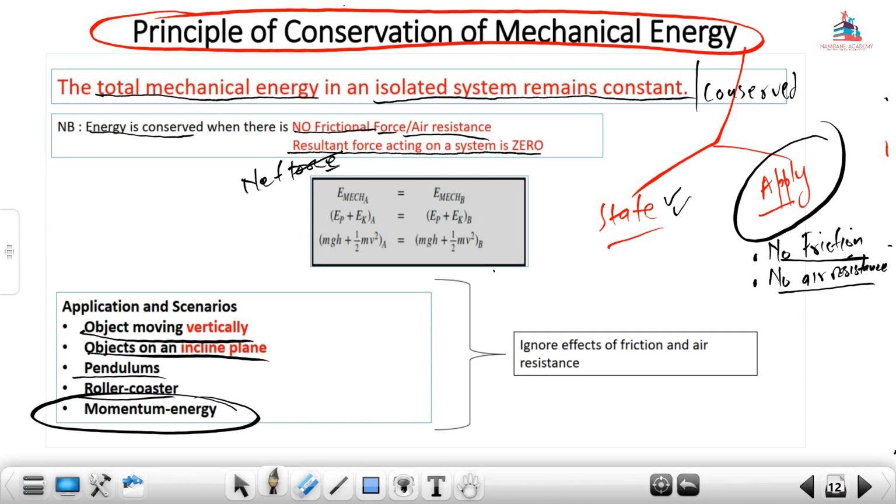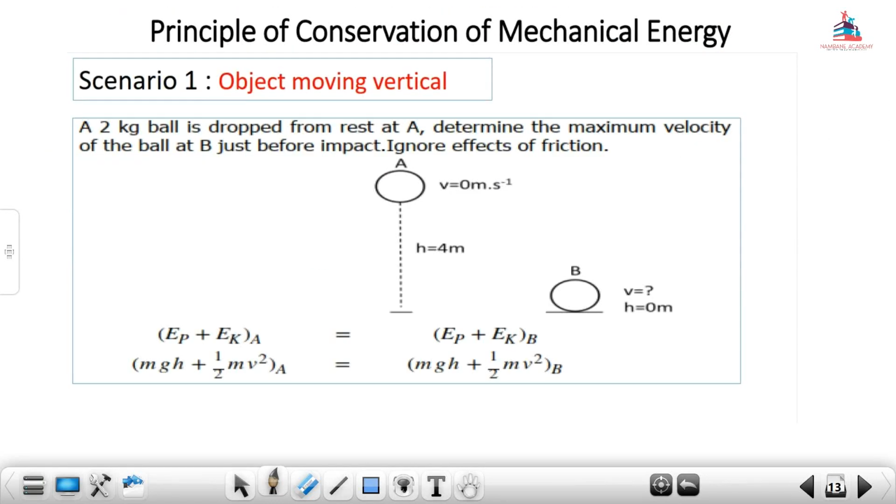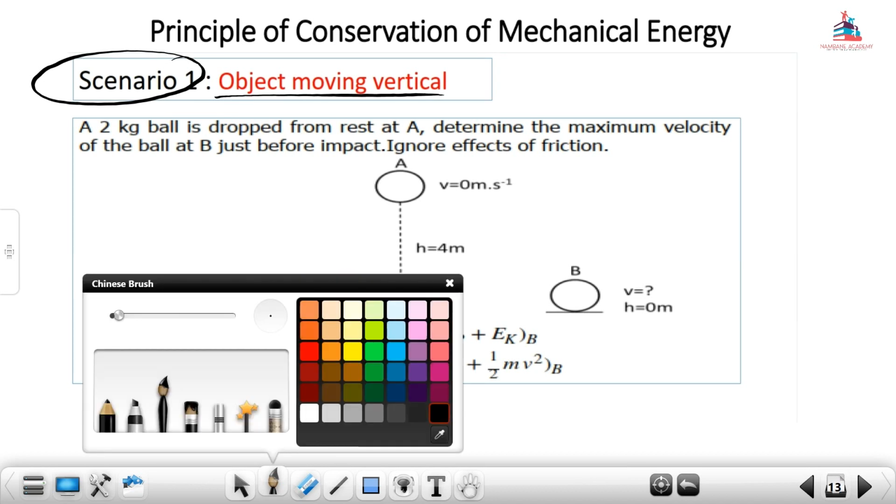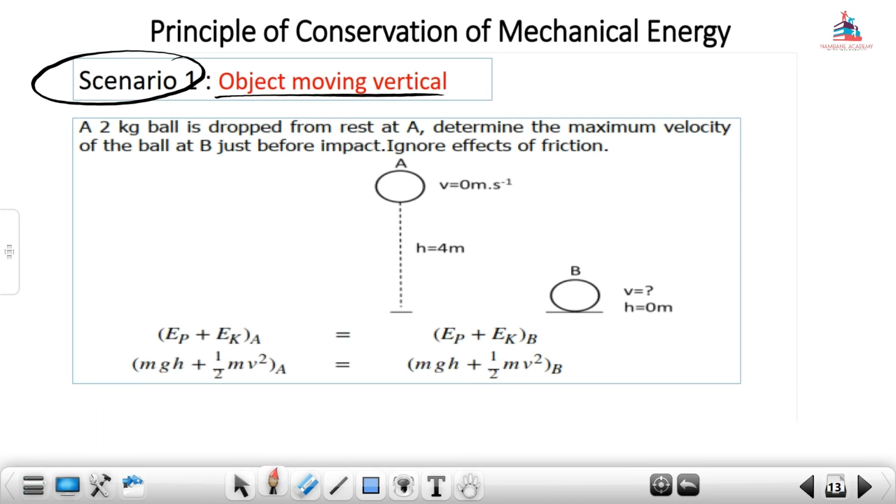So now, moving forward, it brings me to example number one, or scenario number one. Scenario number one is for objects that are moving vertically, that means up and down. When I read the question, which I want us to go through together, there are a few things that I want us to understand and focus more on.